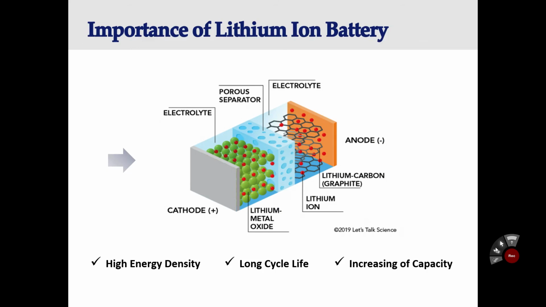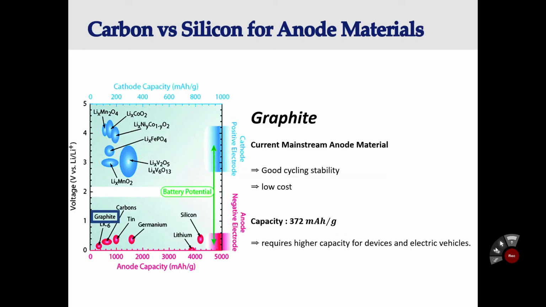The structure of the lithium-ion battery consists of a cathode, an anode, and a separator with electrolytes located between them. Increasing energy density, cycle life, and capacity are important tasks for these lithium-ion batteries. Typically, graphite and silicon are used a lot as anode materials.